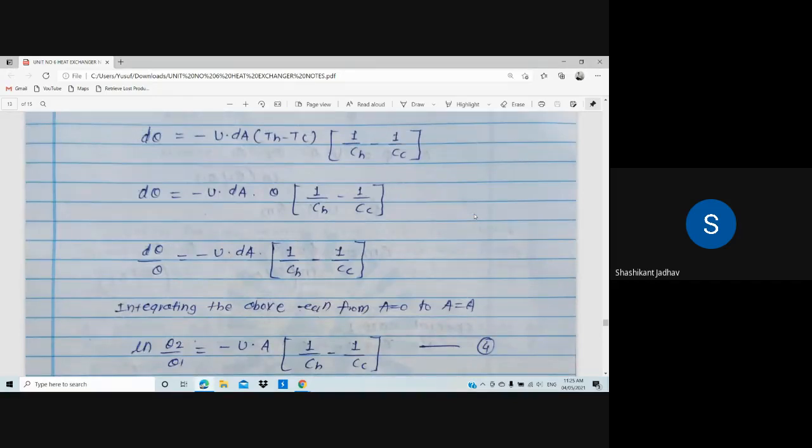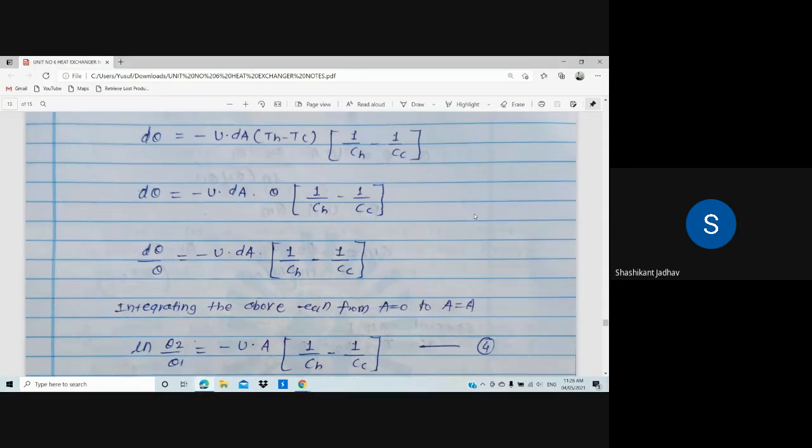As we know, Th minus Tc is nothing but theta. So instead of Th minus Tc, we put the value of theta. Therefore the equation becomes d theta is equal to minus U into dA into theta into bracket 1 upon Ch minus 1 upon Cc. Then we have to take that theta from the right hand side to the left hand side. At the right hand side, that theta is at the numerator.